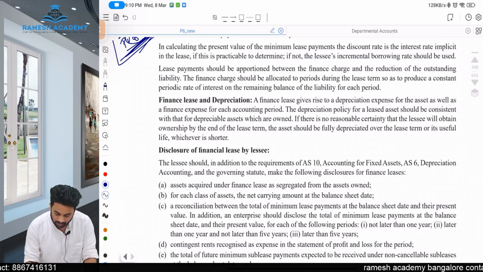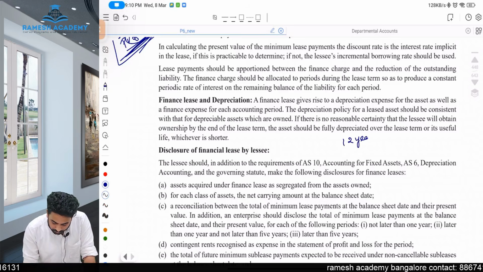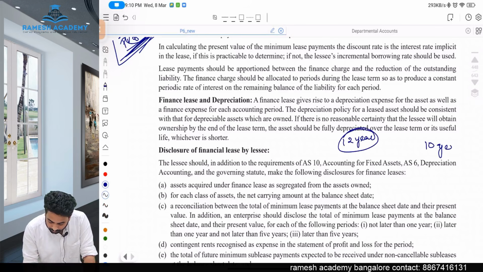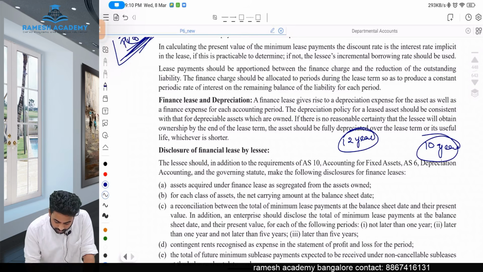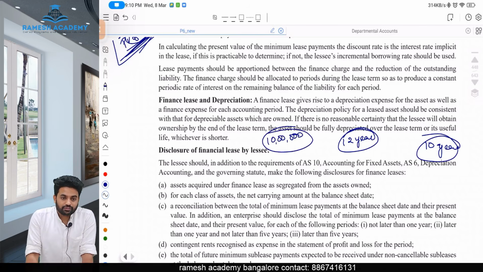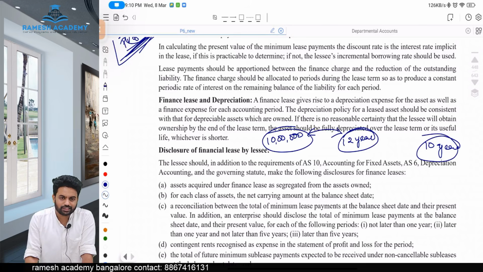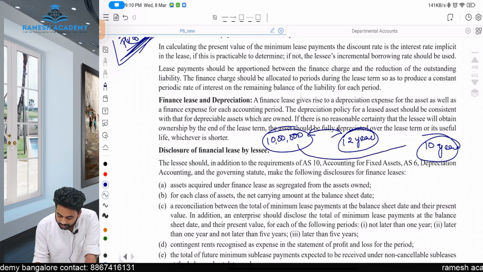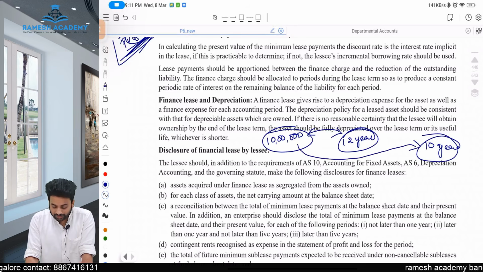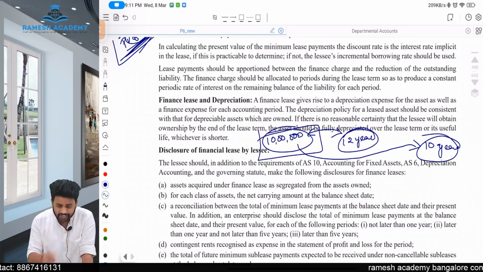For example, economic life is 12 years. Lease term is 10 years. Asset value, let us assume 10 lakh rupees. Now, you have to check whether the lessee has the intention to keep the asset after 10 years or not. If he has the intention to keep the asset, then make sure that depreciation will be over the 12 years. If he does not have any intention to keep the asset, then you just limit your depreciation to 10 years, which means write off the whole 10 lakh rupees within 10 years. Okay, sir.